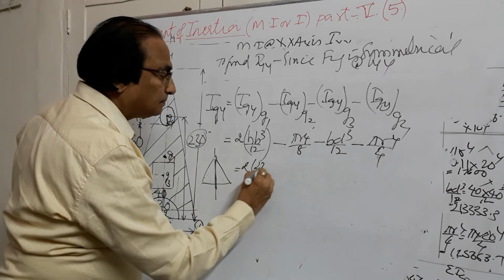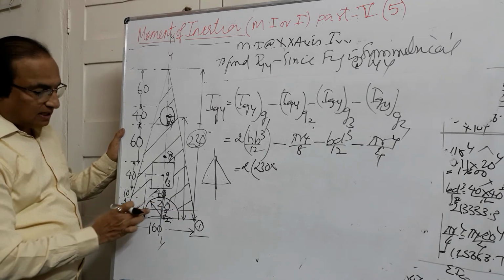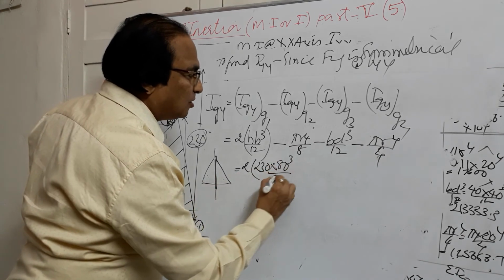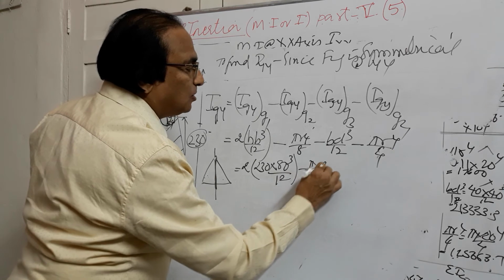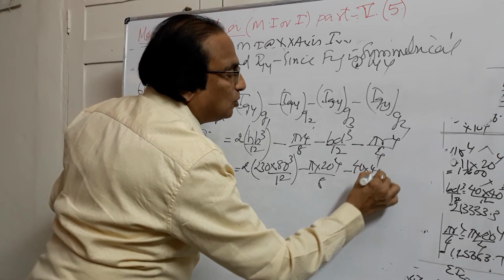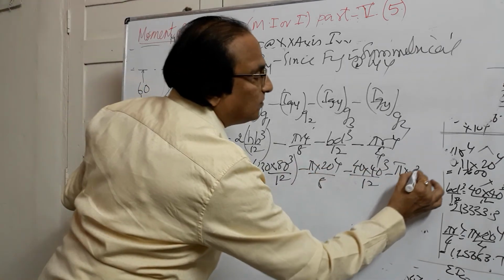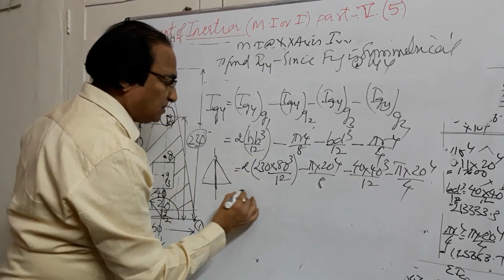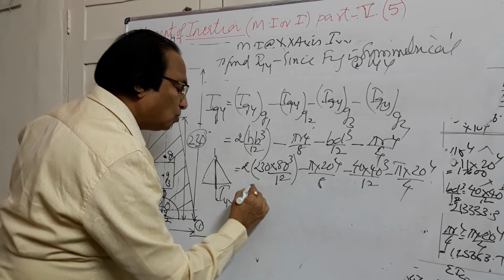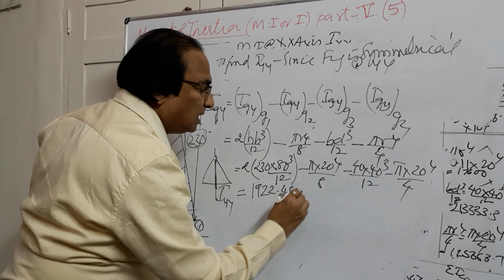230 into this width. This total is 160. This will be the base height. So this will be equal to 80. You be careful here. b d cube by 12 minus pi into 20 raised to 4 divided by 8 minus 40 into 40 cube divided by 12 minus pi into 20 raised to 4 divided by 4. If you simplify this, you get Iyy. So value of Iyy is 1922.484 mm raised to 4.